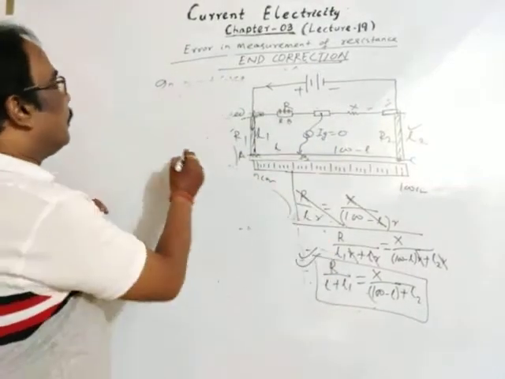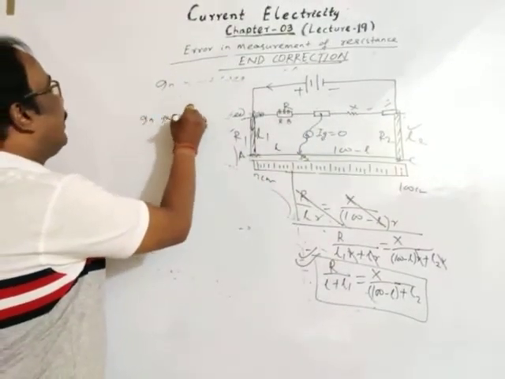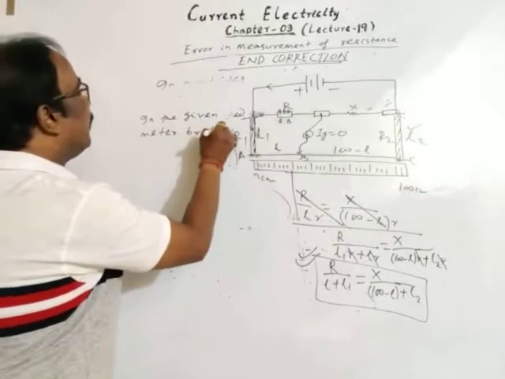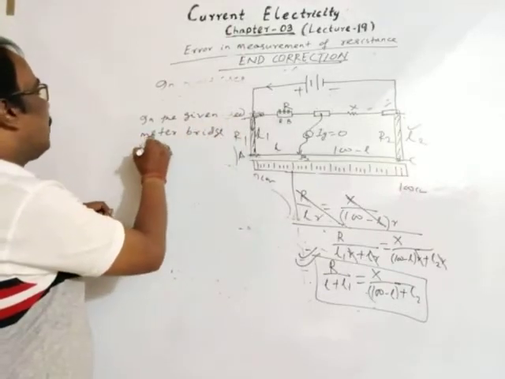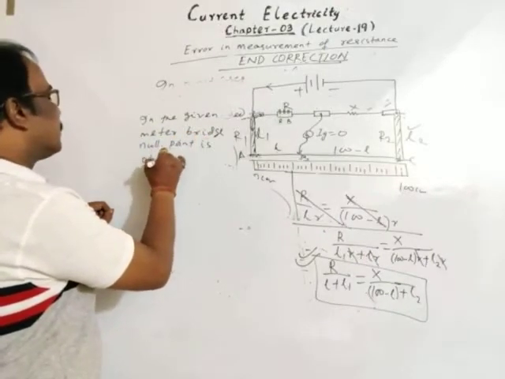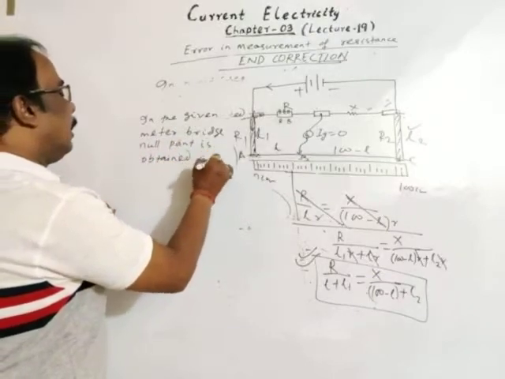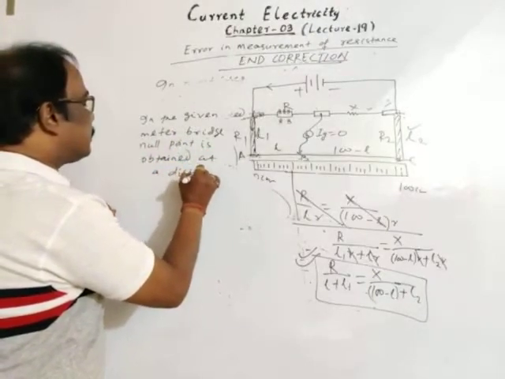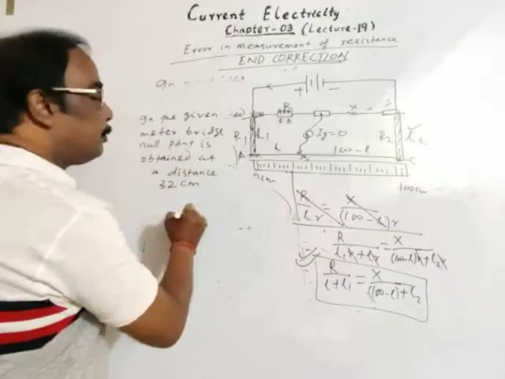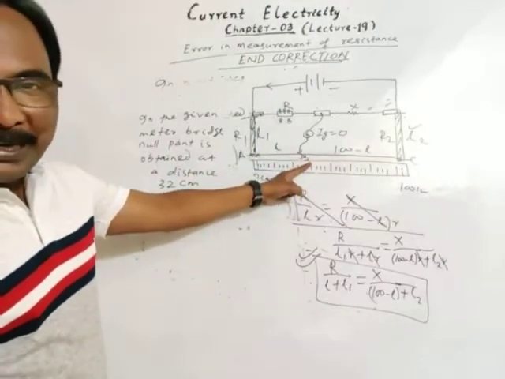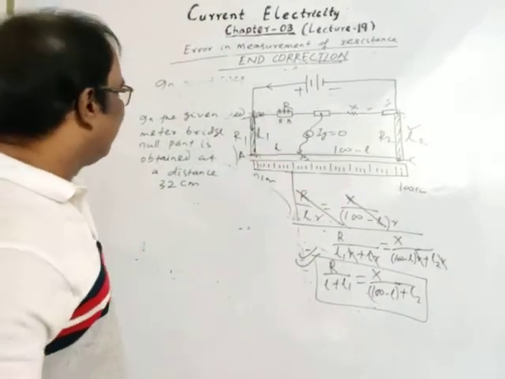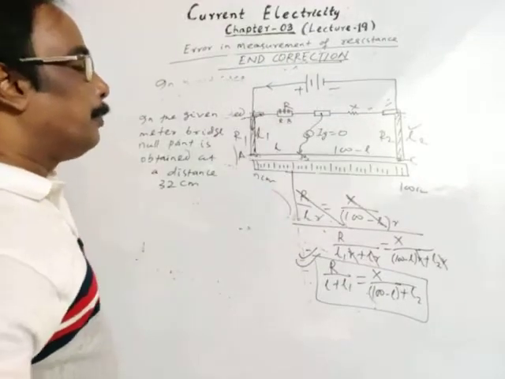In the given meter bridge, null point is obtained at a distance. This is the question. Null point is obtained at a distance 32 centimeter, means L is 32 centimeter. Length is always measured from the left hand.